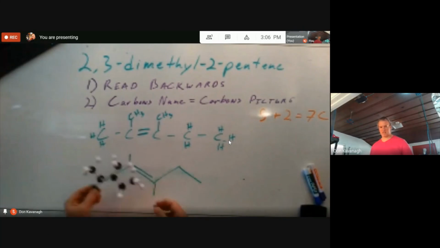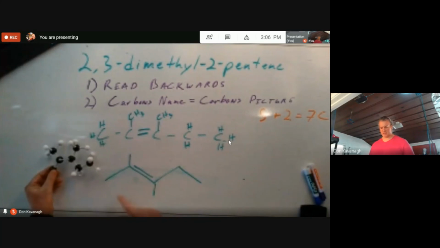The pentene, the 5 carbons, is not a zigzag up and down. It's kind of got this kink in the chain, so to speak, because of that double bond. I hope this helps. Thank you.